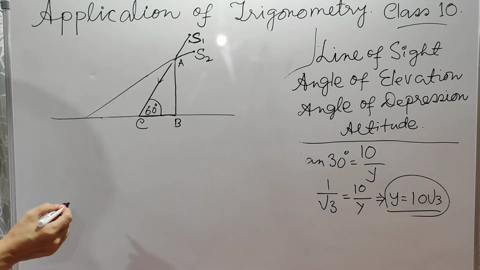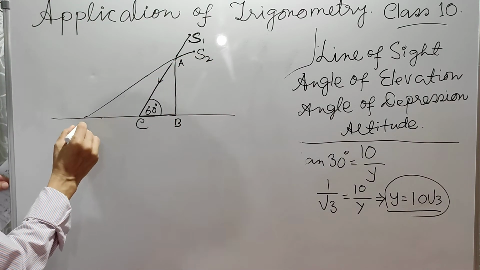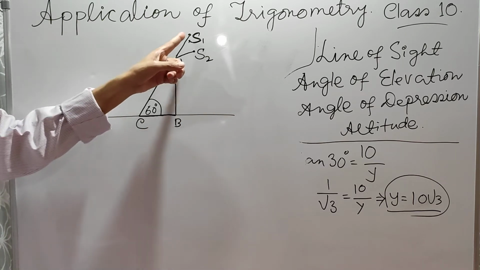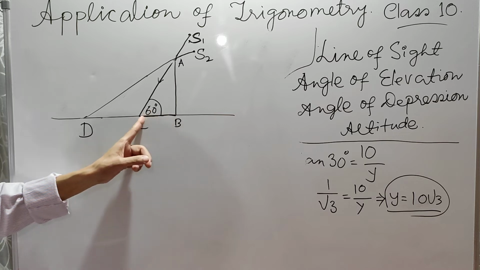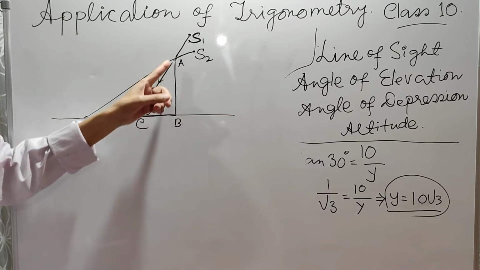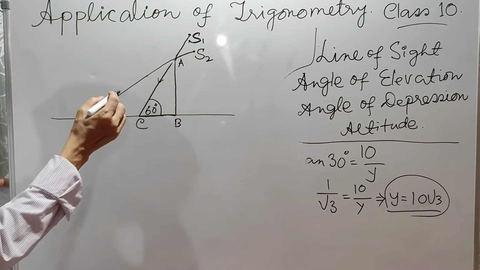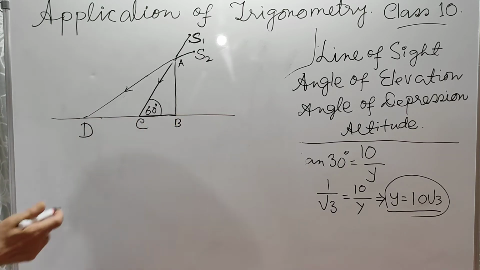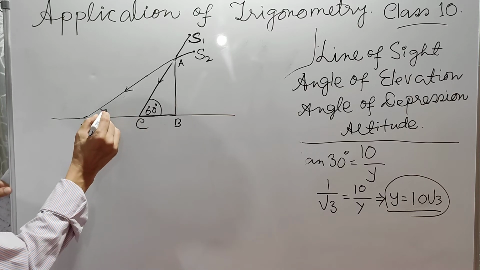Now suppose this is D. Now this time what is the shadow? BD. When the sun is here, this is the shadow BC, the shadow of this pole. And when the sun is here, this is the ray falling here. So what is the shadow? BD. Okay. Now this angle is given 60 degree, this angle is given 30 degree.